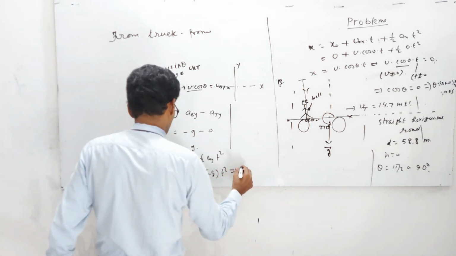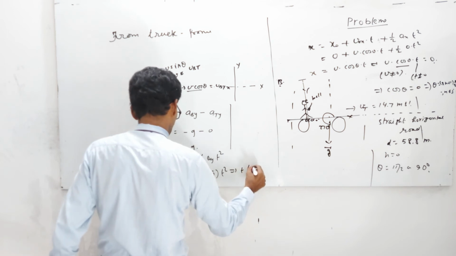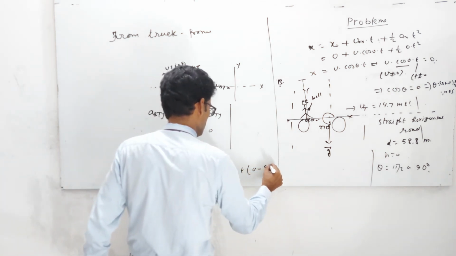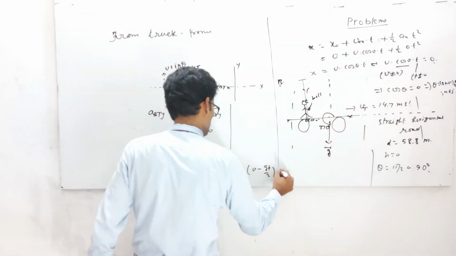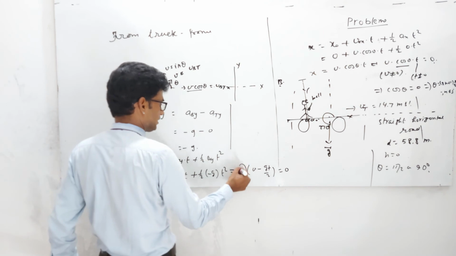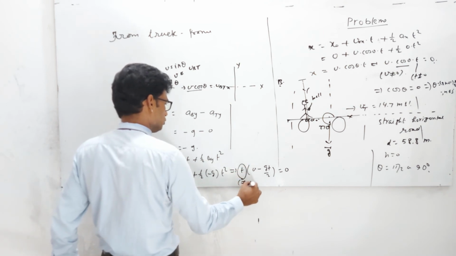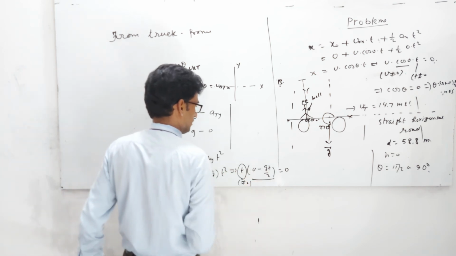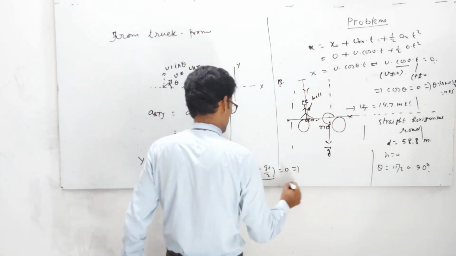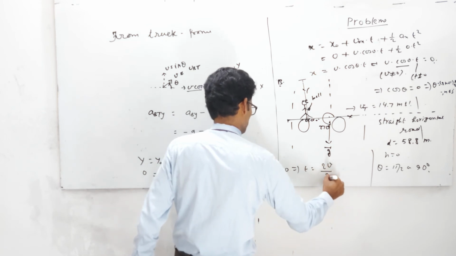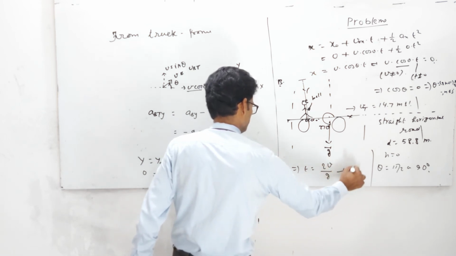So this implies, take t as common, so here (v − gt/2) t = 0. It takes some time, so t cannot be 0. The right hand side is 0, so it is possible only when this factor is 0. So this implies that t = 2v/g. Now take it as equation 1.